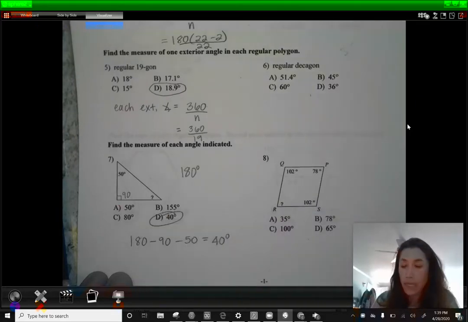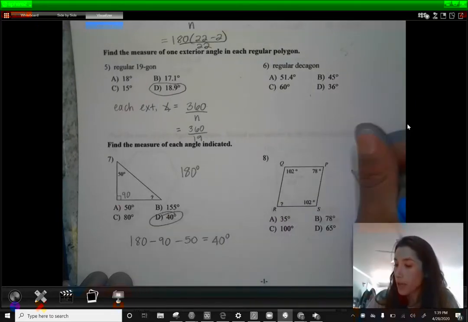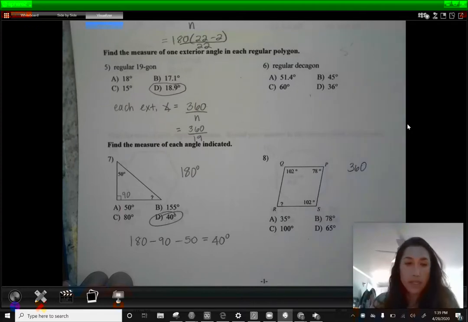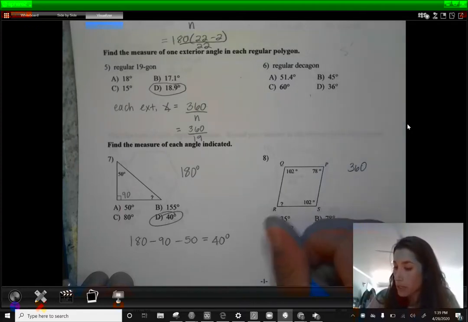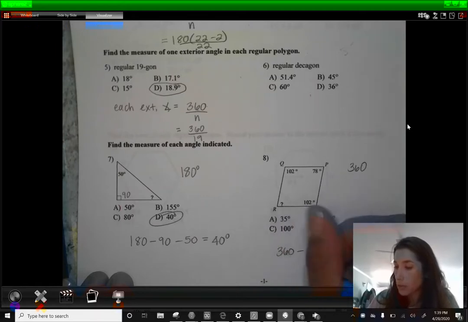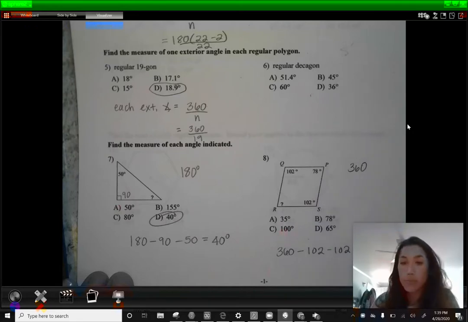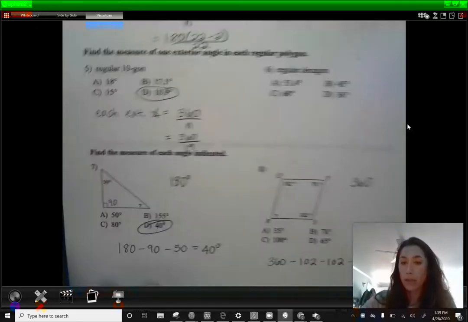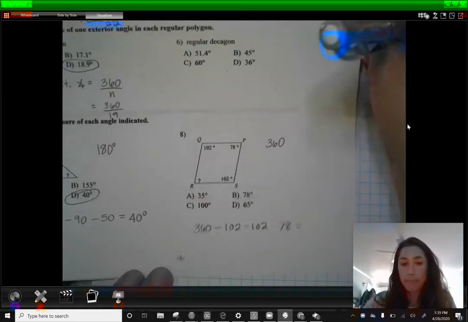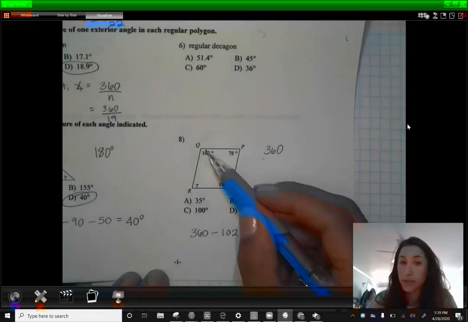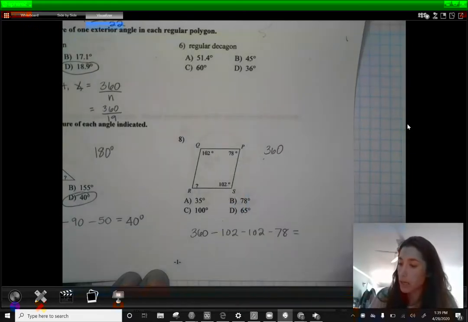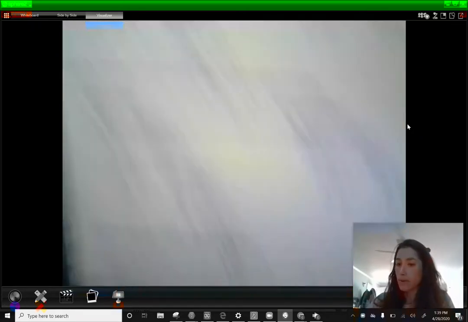Here we go. This shape here is a quadrilateral, 360. Since it's a little bit different, I will go over this question. We could just take 360 and subtract 102, subtract the other 102, and subtract the 78. This shape just so happens to be a parallelogram. Let me move this over just a little bit. So these opposite angles are equal, so then these opposite angles end up being equal as well. So what we're left with is 78 degrees. Okay, on to the next page.